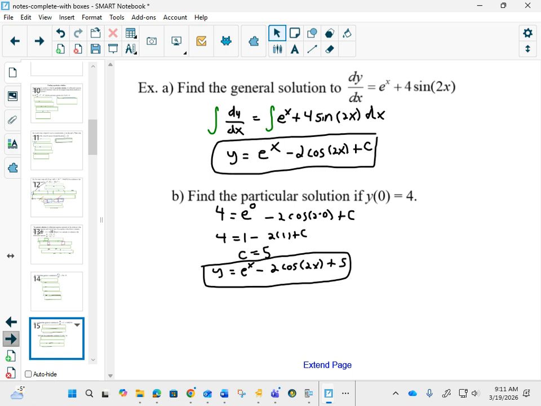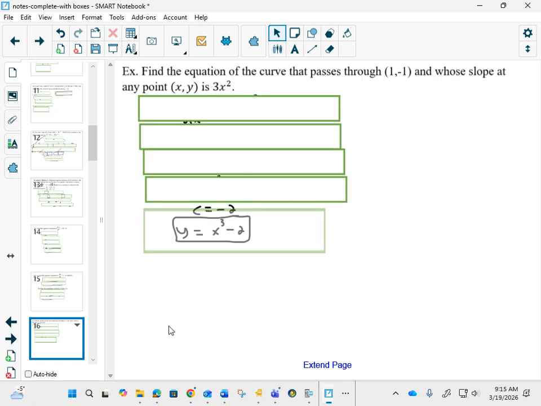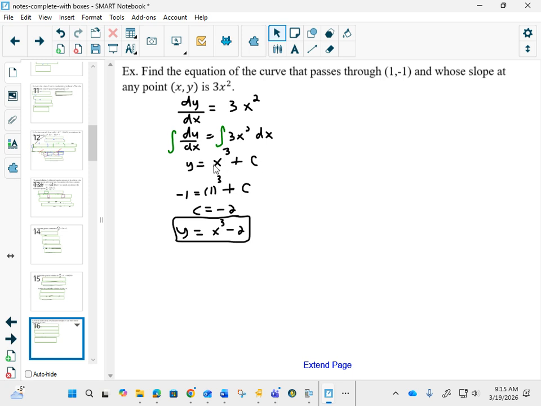I'm going to let you try the last two on this page. If you showed no work, you would just write that. If you showed your work, some of that's extra. Probably I would have said, you could immediately go to y equals x cubed plus c, plug in your initial condition, and get c is equal to negative 2.